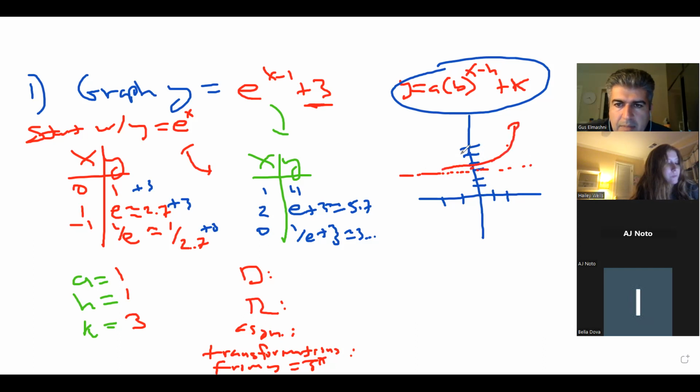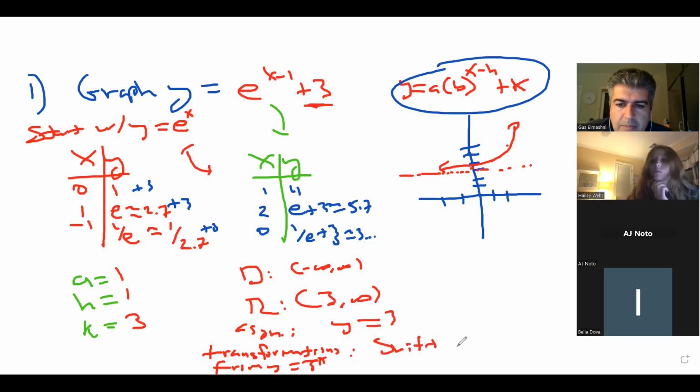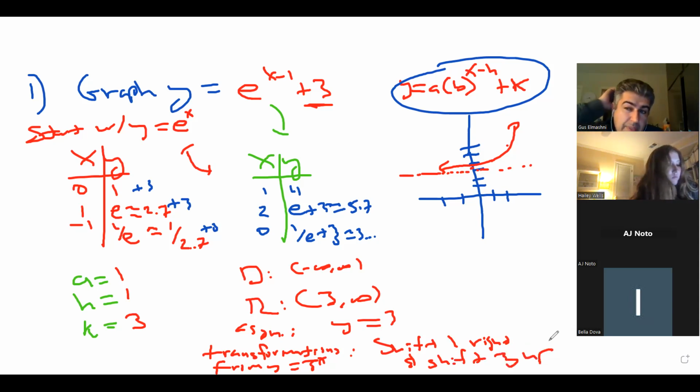Graph looks like that. Domain's still all real. Range is from 3 to infinity. There's an asymptote y equals 3. And clearly we shifted 1 right and we shifted 3 up. So there's some repetition, but it's a good thing because it helps reinforce the skill.